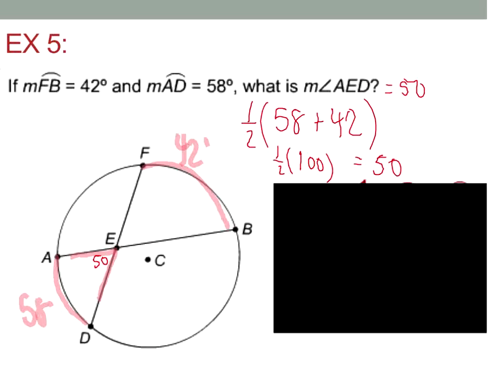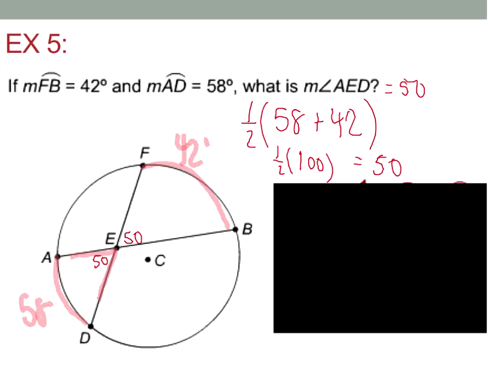I want you now to label all of the other interior angles on this circle, because once you know one, you know all of them. So start with the vertical angle. Go straight across and label it 50. Yep, I want you to fill in all of them. So straight across would be 50.